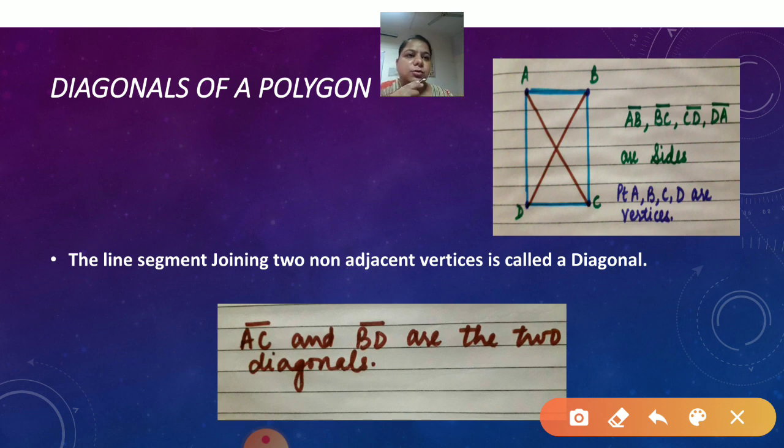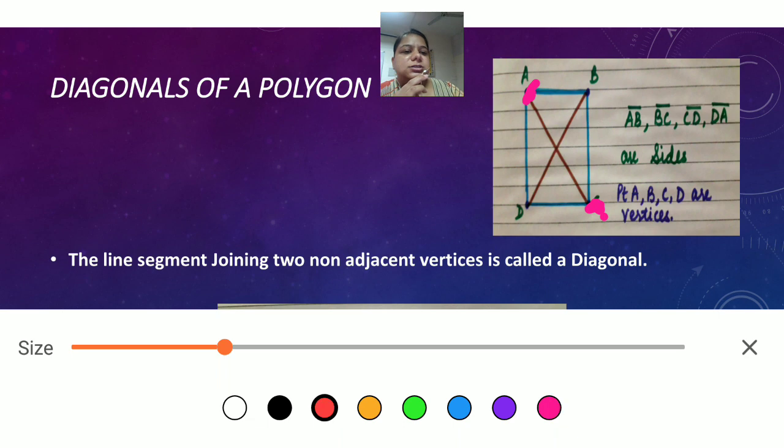So students, what about non-adjacent vertices? Non-adjacent vertices are those which do not join with a side. They are not the endpoints of any side of the polygon. If I talk about point A and point C, is there any side joining the points A and C? There is no side of the polygon which is joining the vertices A and C. So these two are non-adjacent vertices.